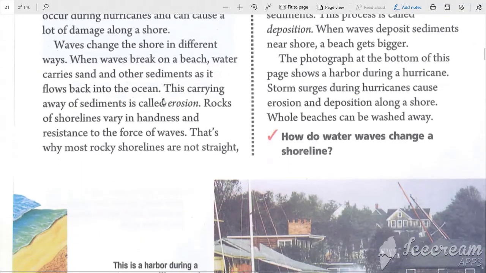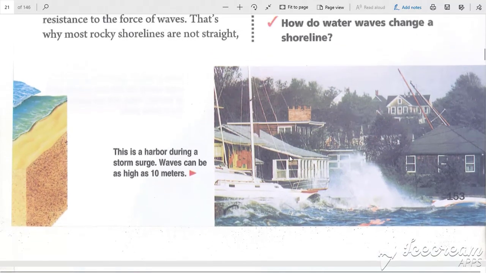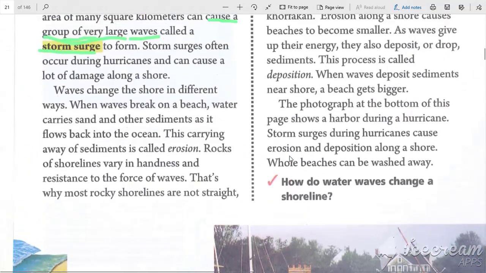Look at this picture, students. This is a harbor during a storm surge. Waves can be as high as 10 meters. Look, a storm surge can cause a lot of damage to shores.